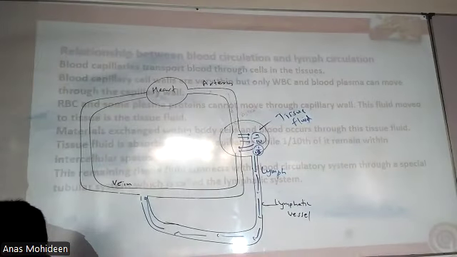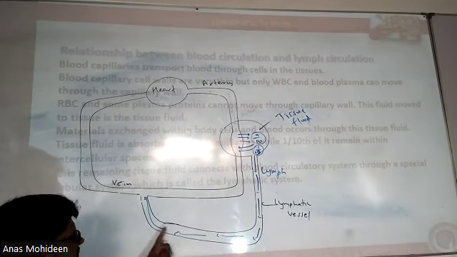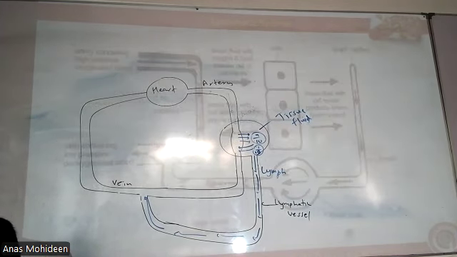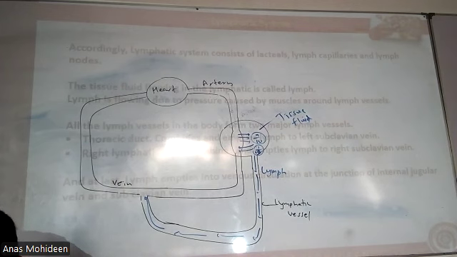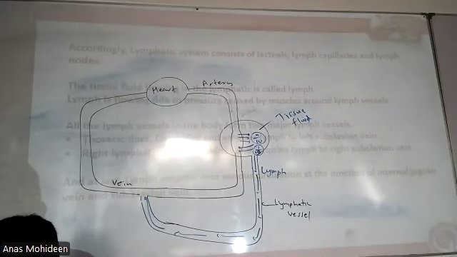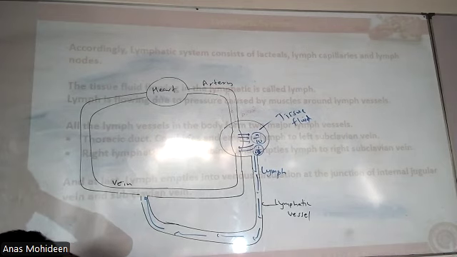So this remaining tissue fluid connects with the blood circulatory system through a special circulatory system, which is called the lymphatic system. Via the lymphatic system, it connects to the blood circulatory system. Accordingly, the lymphatic system consists of lacteals, lymph capillaries, lymph vessels and lymph nodes. The tissue fluid flowing in the lymphatic vessel is called lymph. Underline that.